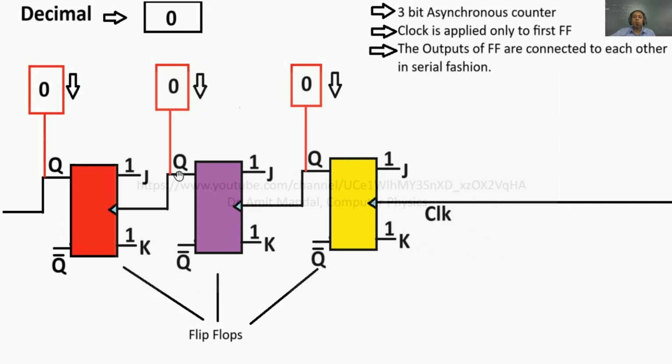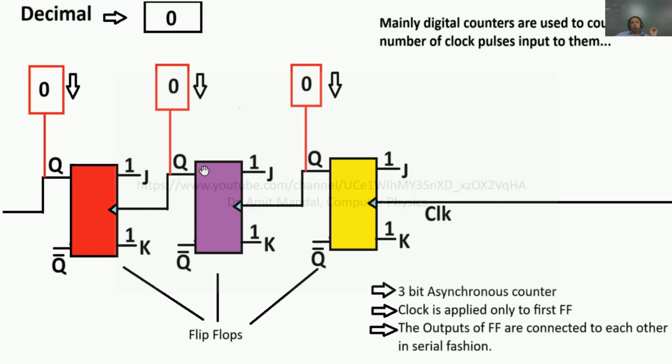Okay, the rest of the flip flops are actually receiving the clock signals as an output of the previous flip flops. This is the reason it is called an asynchronous counter. In a synchronous counter, all the flip flops are clocked simultaneously, which I am not telling right now, so for that I will make another lecture. Right now we are studying asynchronous digital counters.